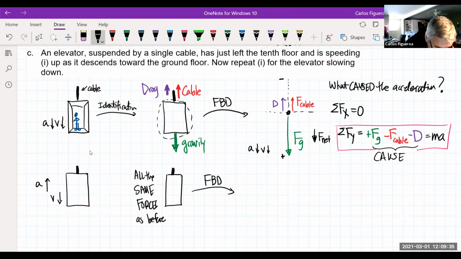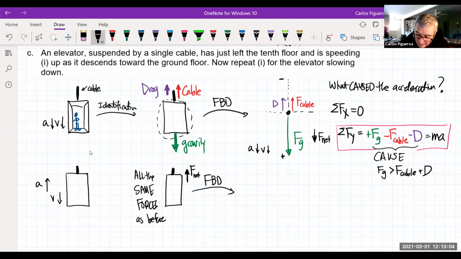The only way that elevator could be slowing down is if what? The net force is now pointed up. The only way the net force can be pointed up, like in this case over here, in the first case, the only way this could be true is if the force of gravity was greater than the force of the cable, plus drag here.